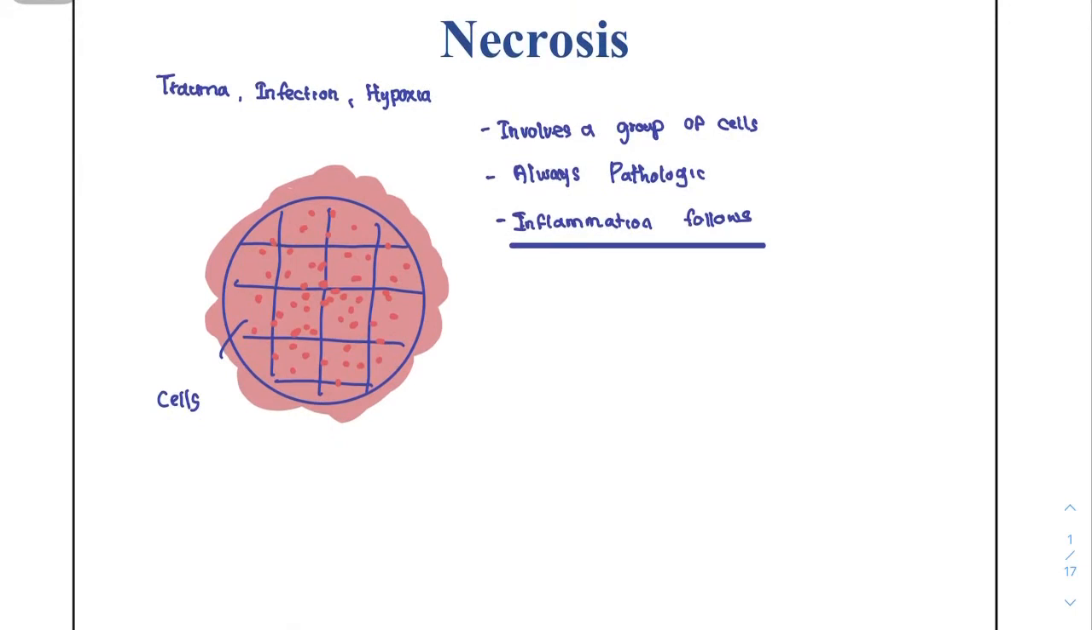Necrosis involves a group of cells, a large group of cells. It's always pathologic and inflammation always follows. This is seen in trauma, infection, hypoxia, and a lot of other conditions.